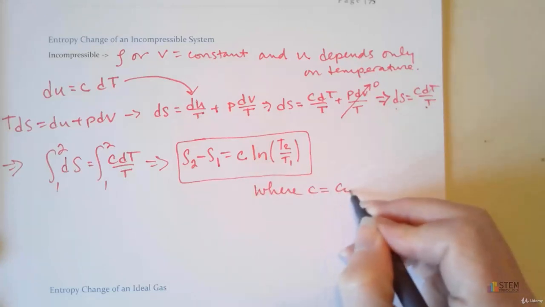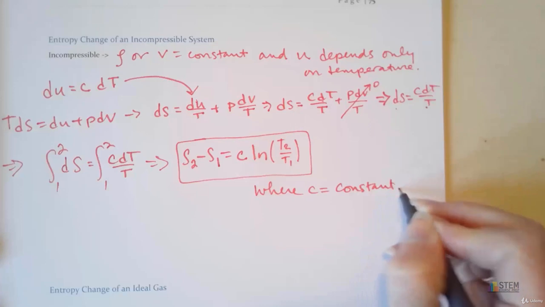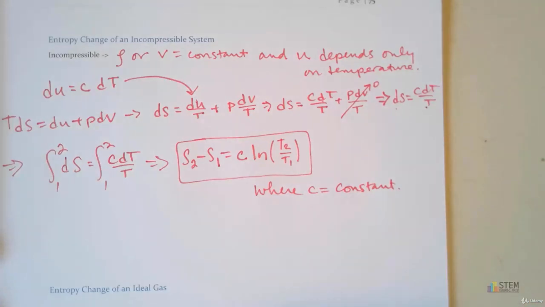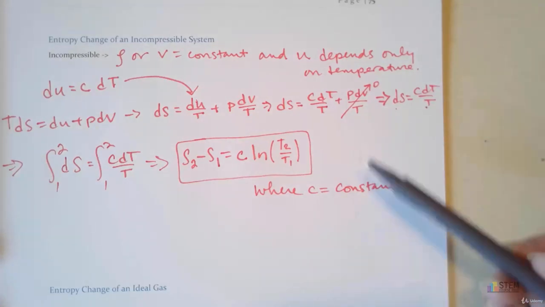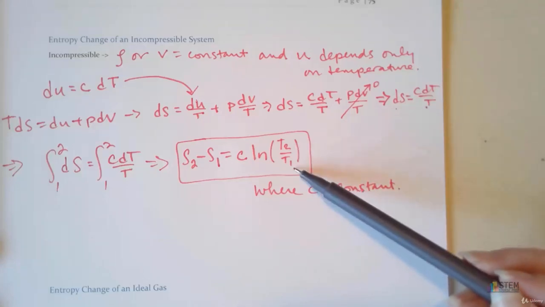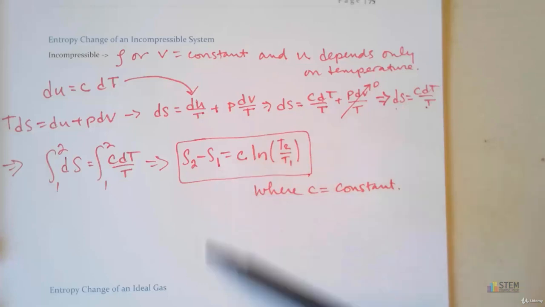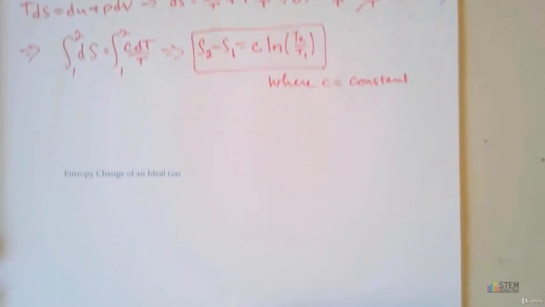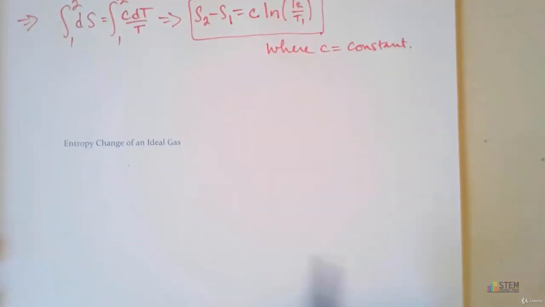Okay, and remember, C is a constant value. Typically, you're given that in the problem statement. This will give us another equation. So basically, it relates our temperature change to our change in entropy. Now let's look at what we get when we have an ideal gas.